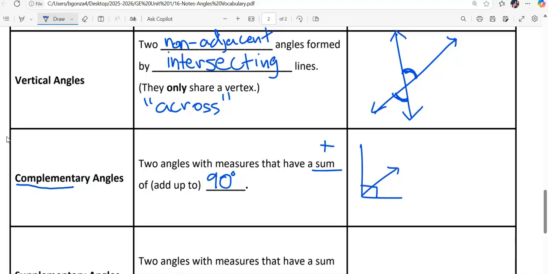Now, they don't have to be adjacent. They could also look like this. Okay, that's horrible. Let's try that again. You could have like a 40-degree angle and a 50-degree angle that don't even touch. They're still considered complementary because they make a right angle if you added them up.